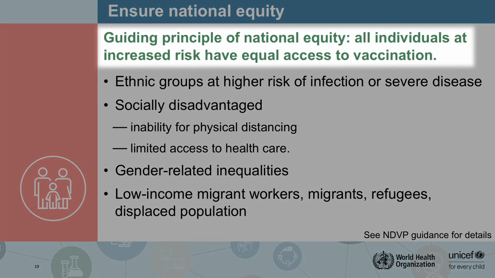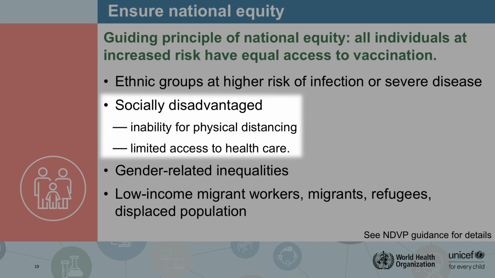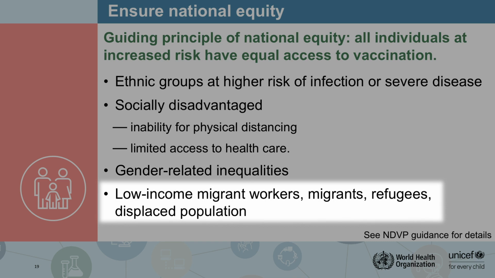National equity of vaccine should also be considered. All individuals at increased risk of COVID-19 should have equal access to vaccine. This would include ethnic groups that are at high risk of infection or severe disease, socially disadvantaged groups who are not able to maintain physical distancing measures or who have limited access to health care. Gender-related issues may need to be addressed, and finally, low-income, migrant workers, migrants, refugees, and displaced populations also need to be considered.